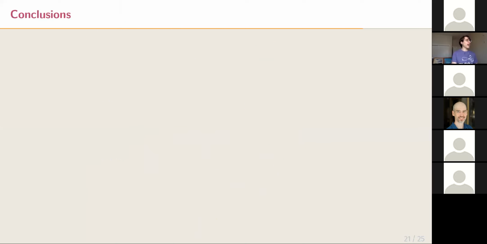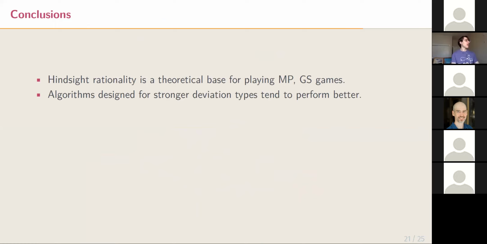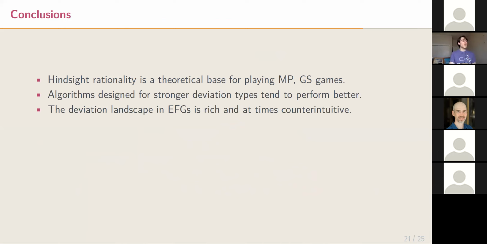All right, so with that, I'm going to conclude the talk. Hindsight rationality is a theoretical base for playing multiplayer general-sum games. Algorithms designed for stronger deviation types tend to perform better, as I showed at the beginning of the talk. The deviation landscape in extensive form games is both rich, but also counterintuitive at times, because a lot of the things we showed in this talk seem now a bit basic, but we spent a long time in discussions trying to clear up previous misconceptions and misunderstandings, and we're hoping that this paper can act as a base for more interesting things going forward.